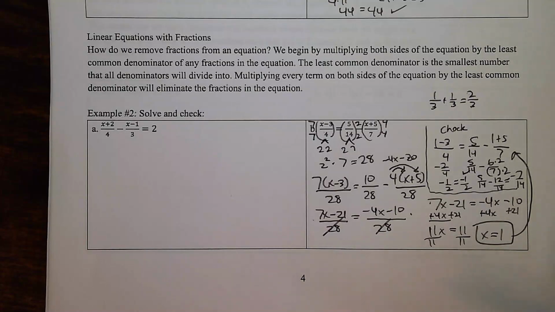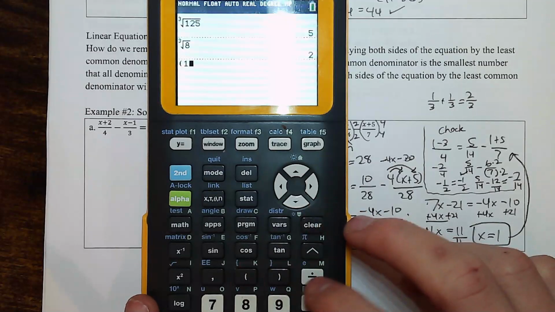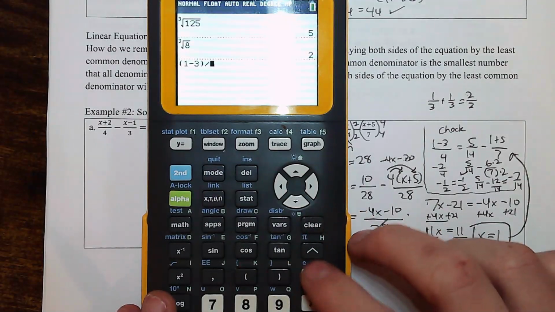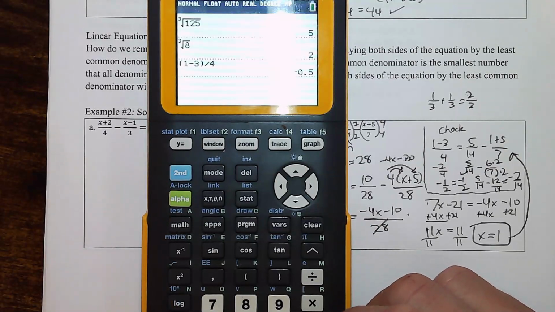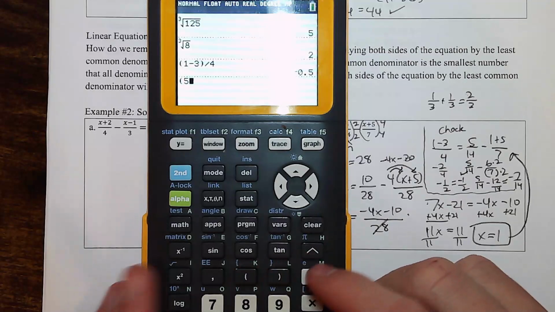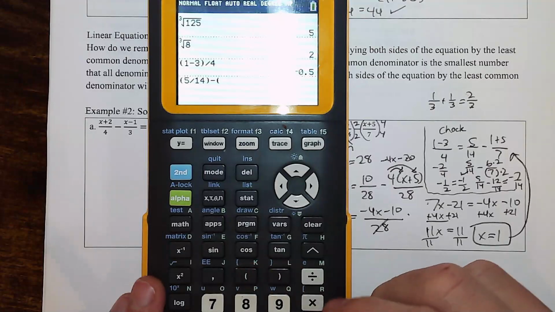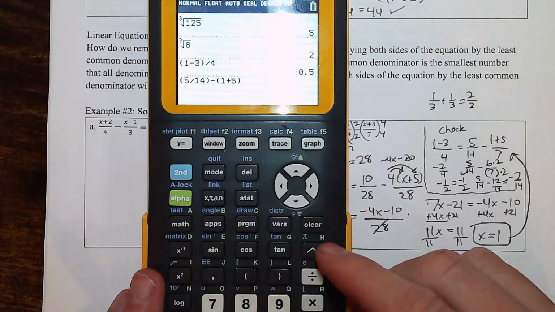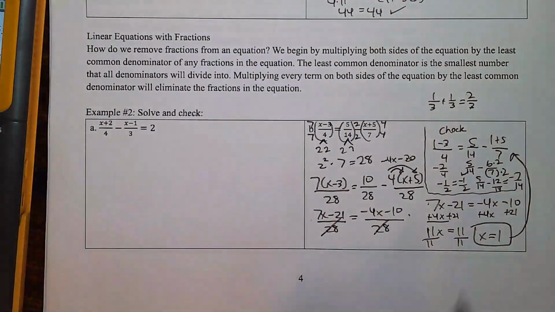You could type this in the calculator too. 1 minus 3, put parentheses on the top, divided by 4. That gives you the left side. And on the right side, you have 5/14 minus 1 plus 5 divided by 7. So that's another way to check it. Just type it in your calculator. But that's my answer.